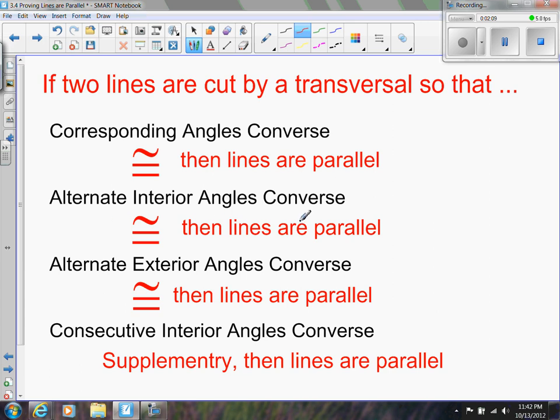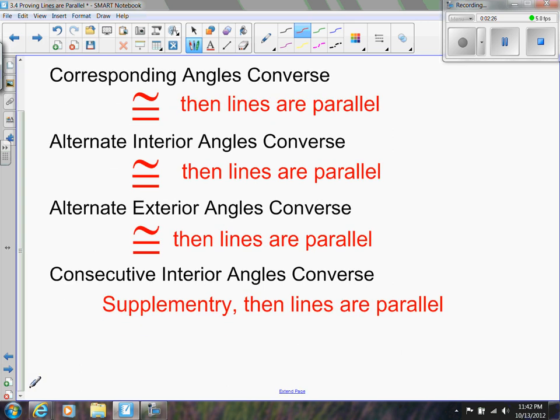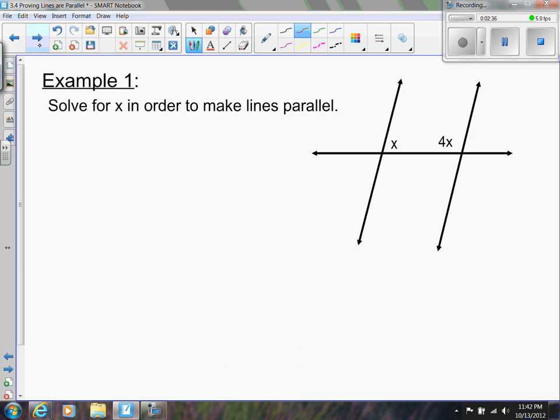Likewise, the alternate interior angles converse says if the alternate interior angles are congruent, then the lines are parallel. The alternate exterior angles converse says if your alternate exterior angles are congruent, the lines are parallel. And the consecutive interior angles converse says if your consecutive interior angles are supplementary, then the lines are parallel. Very important theorems, gotta know them. So the converse shows lines are parallel.